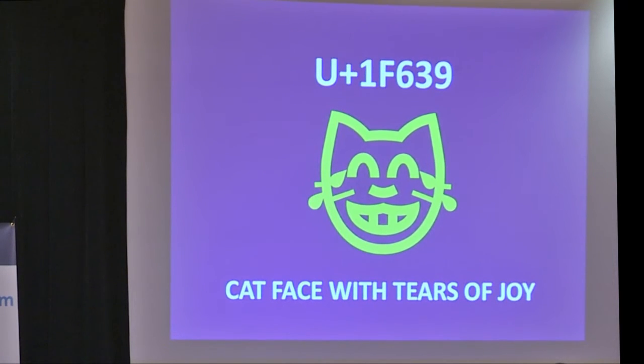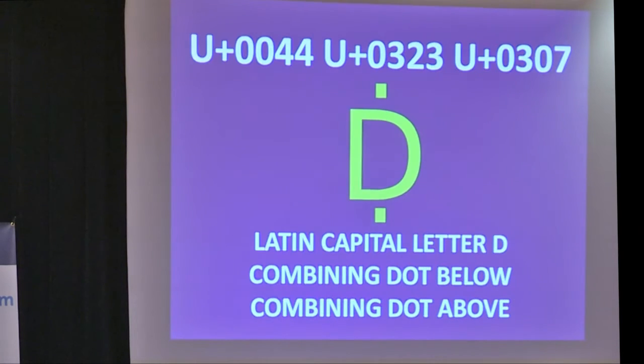So there are all these different planes that are defined on each of the different things. But because this set of over 1 million code points is still not enough to capture all of the written languages that we have, we have these wonderful things where you can take code points and combine them to make new characters. They're called combining characters. So if you get this sequence of three code points and you put them together, then you get a single character, which in this case is the Latin capital letter D with a dot below and a dot above. And that is one character in Unicode.